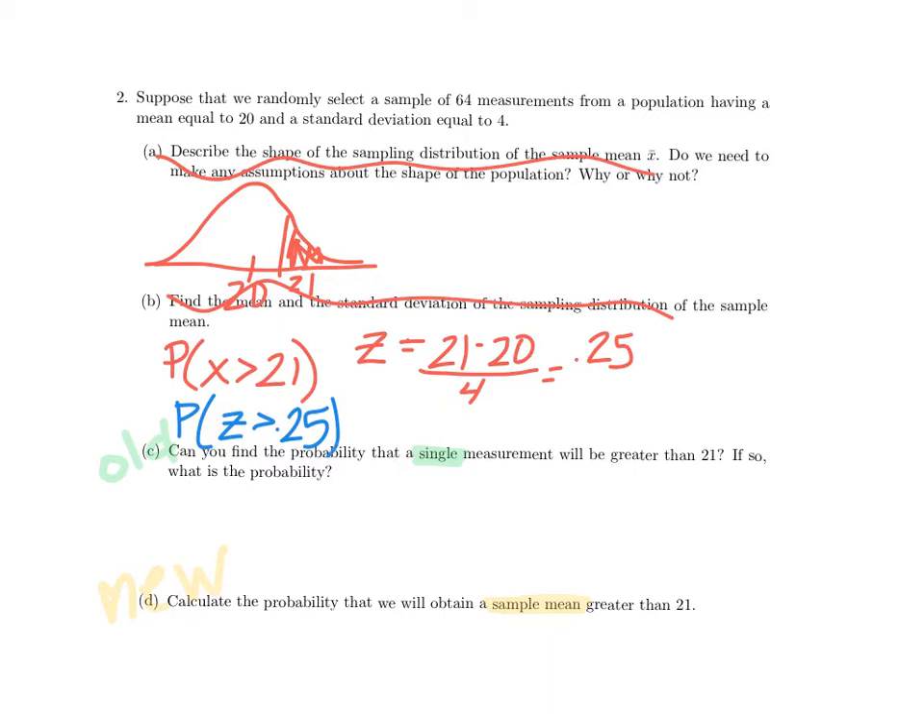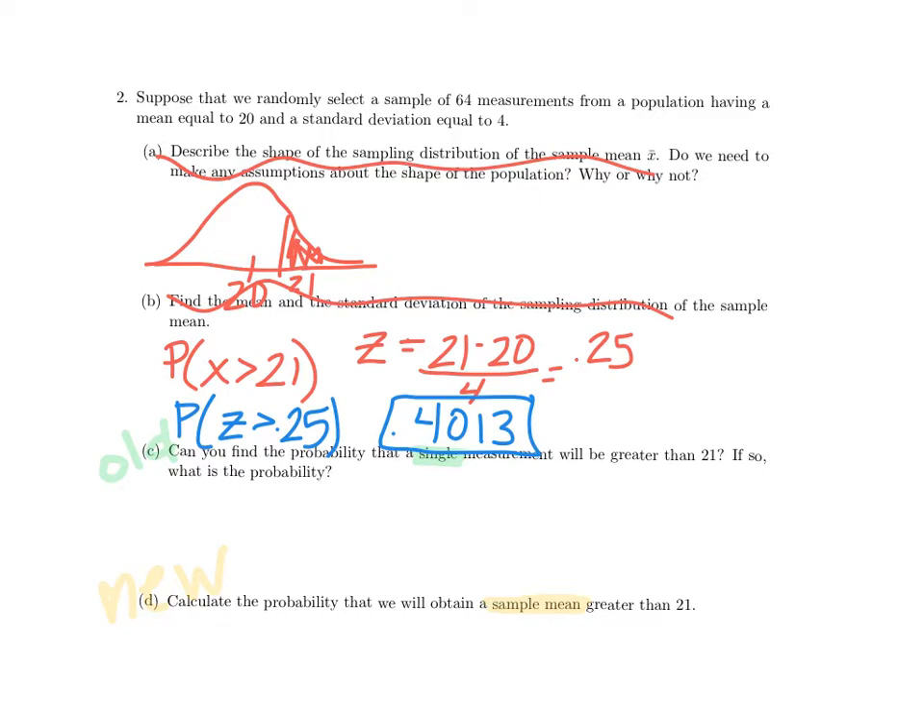This is an area to the right problem. You can either look up the 0.25 and subtract from 1, or you can look up negative 0.25. If I look up negative 0.25, I get a probability of 0.4013. Now, that is the answer for this C.